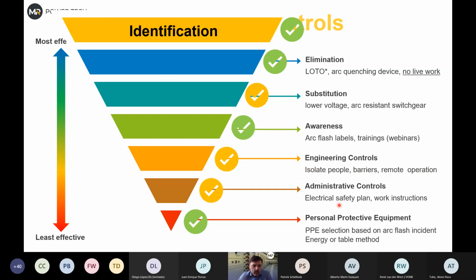Administrative controls, electrical safety plan, that's the first thing. Sometimes there are some specific work instructions. And this has to be adapted to what we did, so it has to be in line. And at the end, we have personal protective equipment, which means that we need to select PPE based on our calculations or table method, depending on what we are actually using in this case.